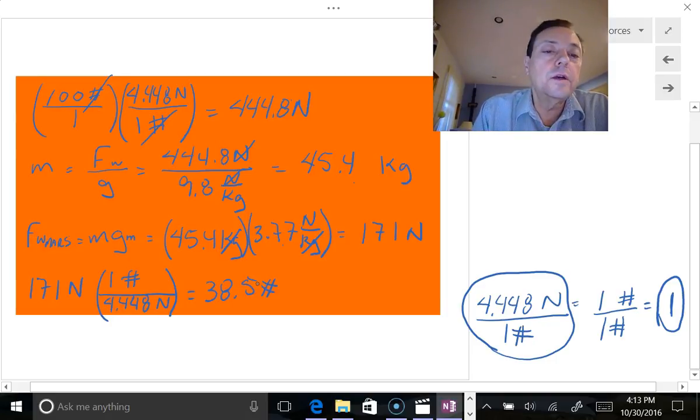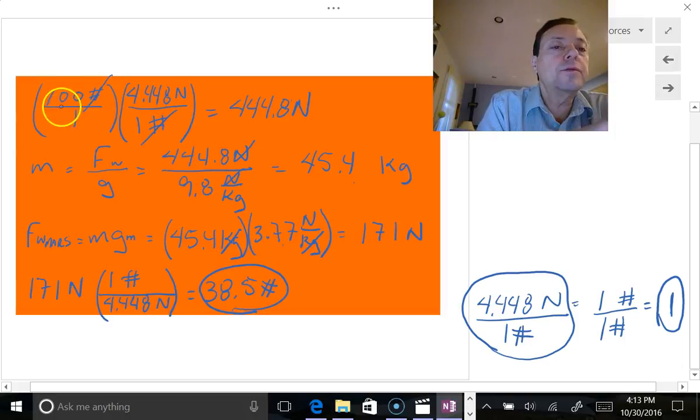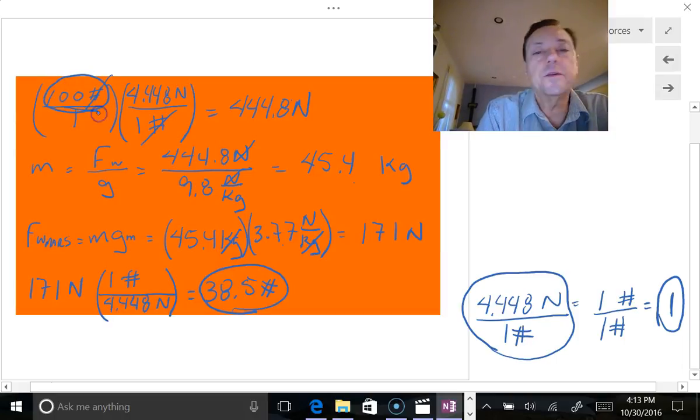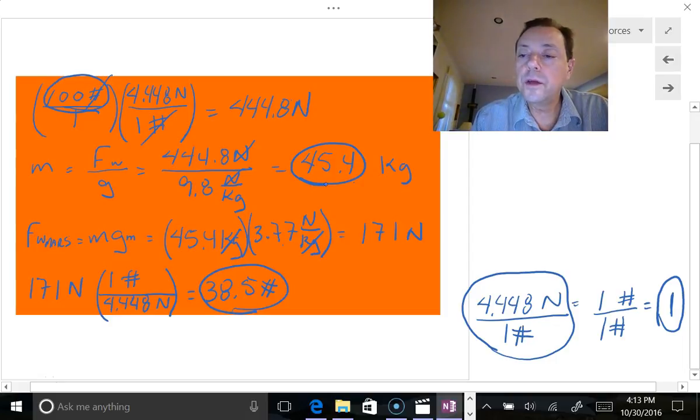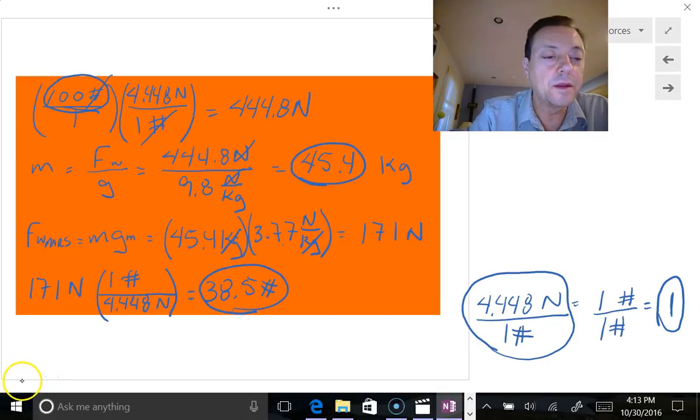Okay, so on the surface of Mars, I weigh 38.5 pounds. On the surface of the Earth, I weigh 100 pounds. My mass on both planets is the same at 45.4 kilograms. Okay, I hope that that makes life a little easier. Okay, do the problems after this.